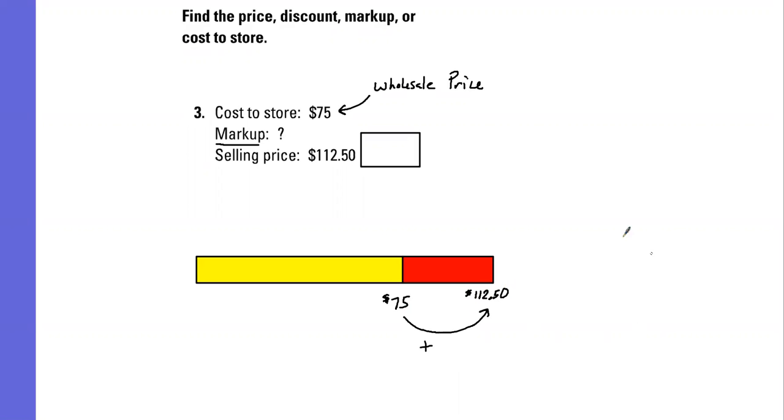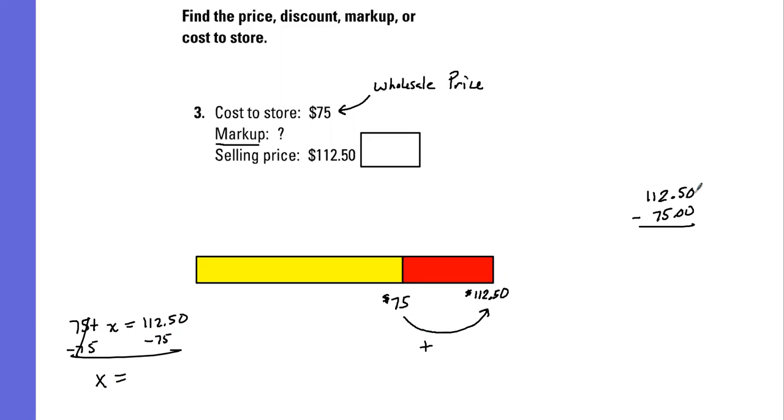So what did I add here? Well, if I just subtract $112.50 minus the $75, that'll tell me how much I mark this up. So basically 75 plus something is equal to $112.50, and you will get that something by itself by just subtracting both sides by 75. So let's work this out.